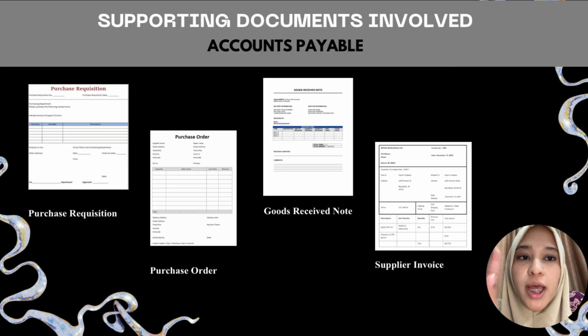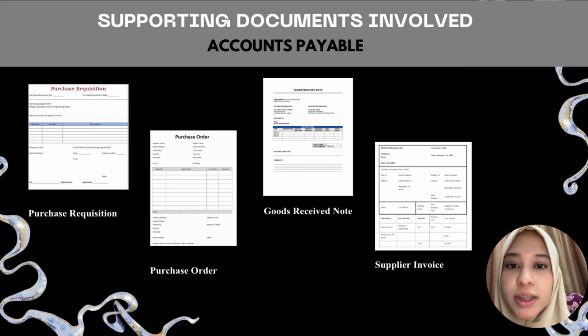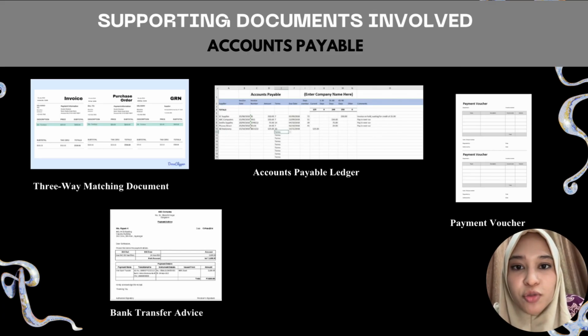We also use three-way matching to match our orders, receipts, and invoices. After that, we update the account payable ledger and prepare a payment voucher, and bank transfer advice to complete the payment. Moving on to purchase orders. A purchase order is an official document sent to a supplier to confirm our order for goods or services. It proves that the purchase was approved by the company before we buy it.